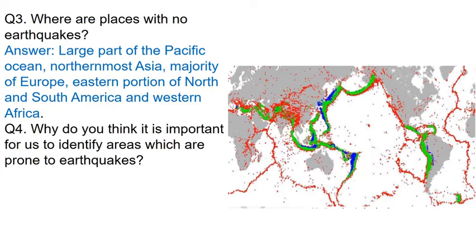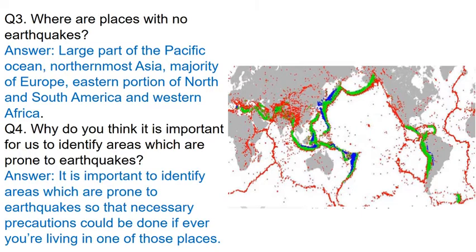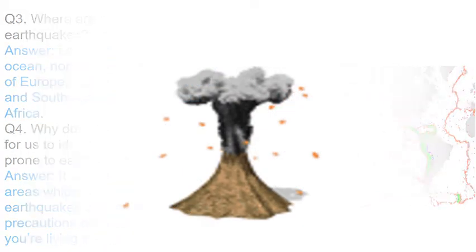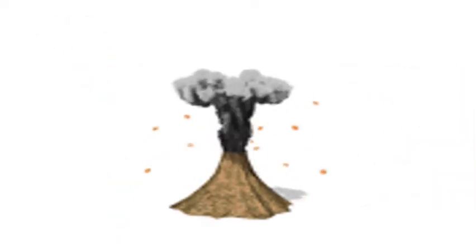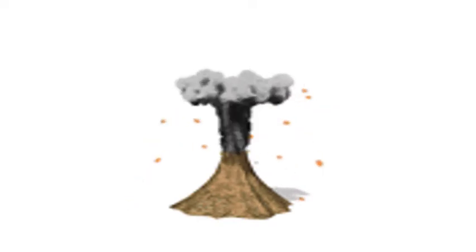Question number 4, why do you think it is important for us to identify areas which are prone to earthquakes? It is important to identify areas which are prone to earthquakes so that necessary precautions could be done if ever you're living in one of those places. Any clue? Sure you get it.